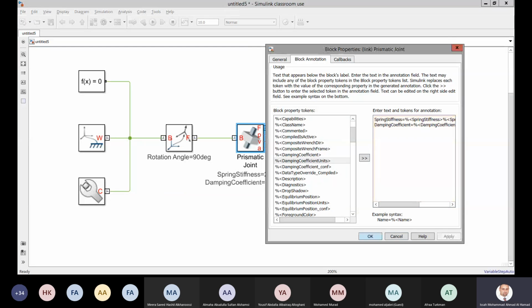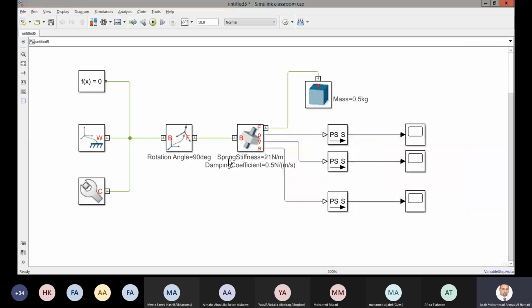apply. Okay, so it gave me spring stiffness, it wrote annotation equals 21 newton per meter. The damping coefficient equals 0.5 newton per meter. Okay, now things are set. We can press on run.